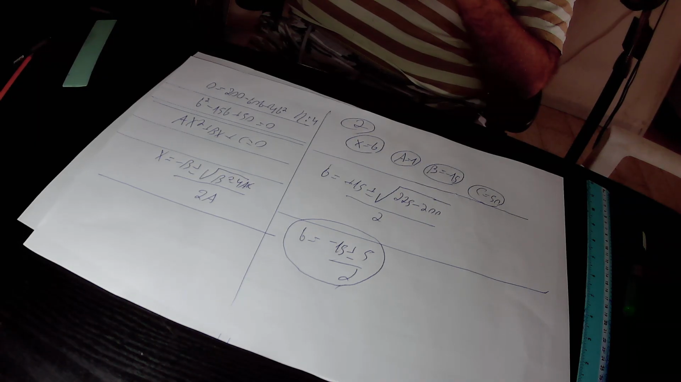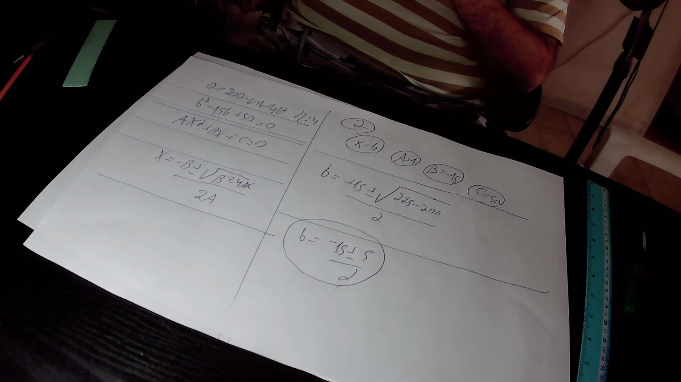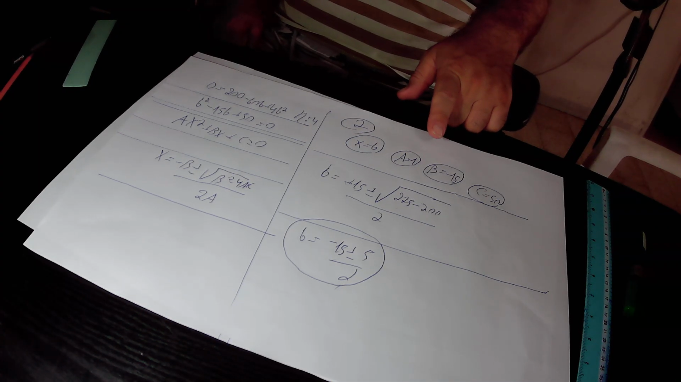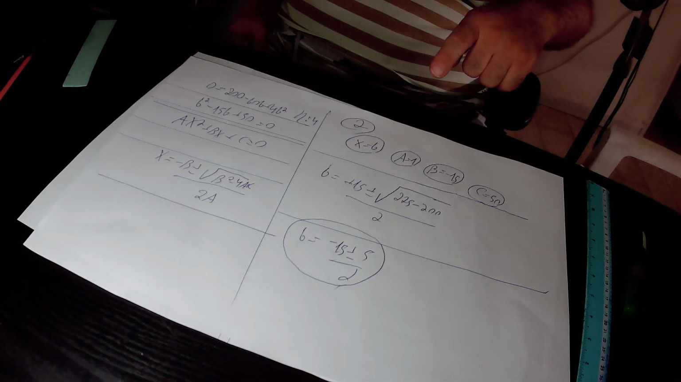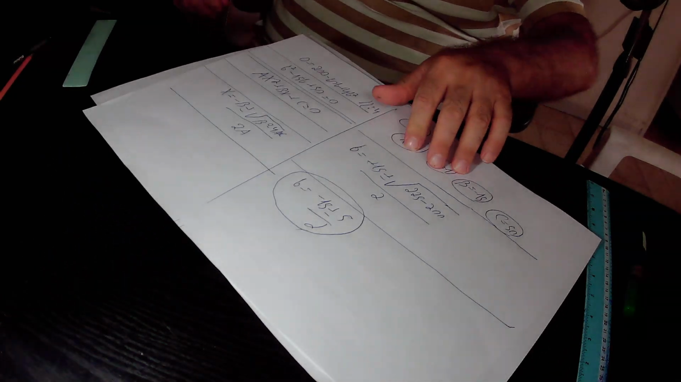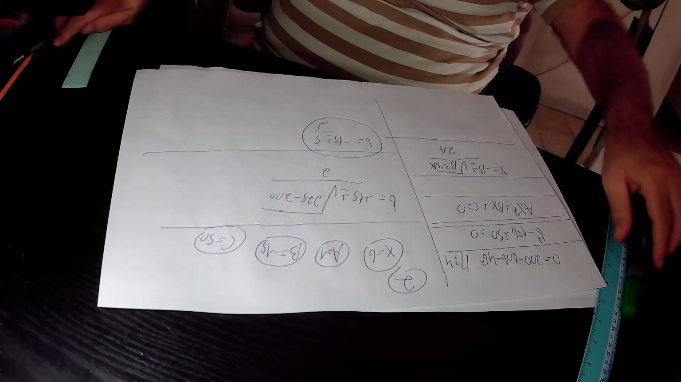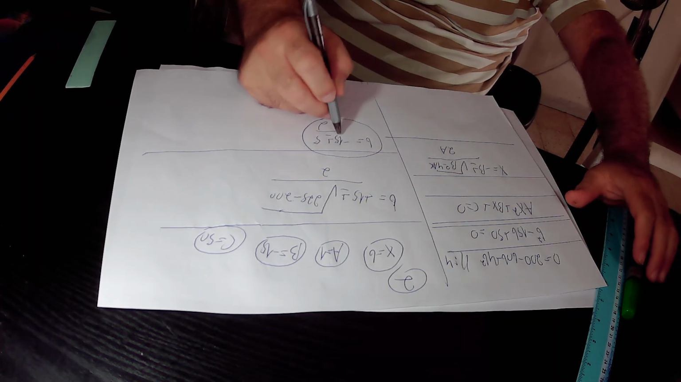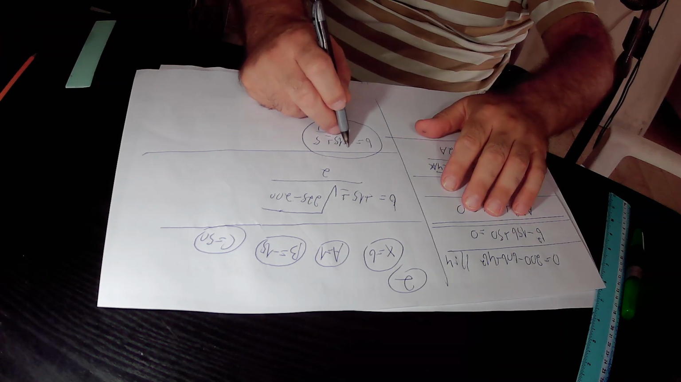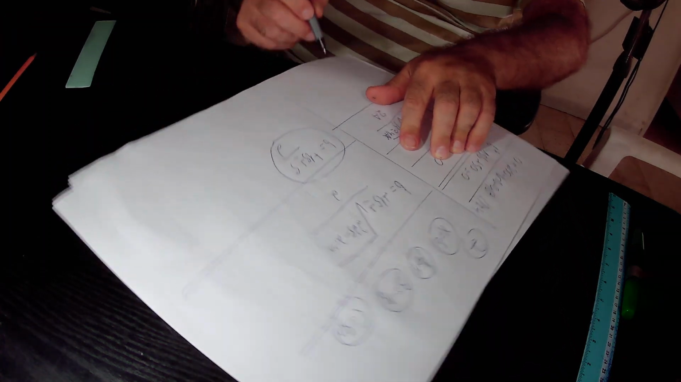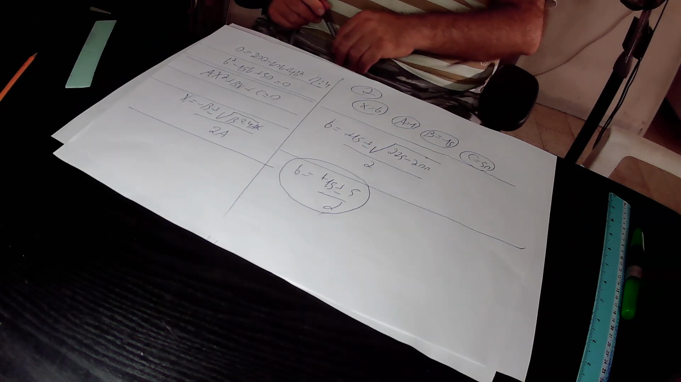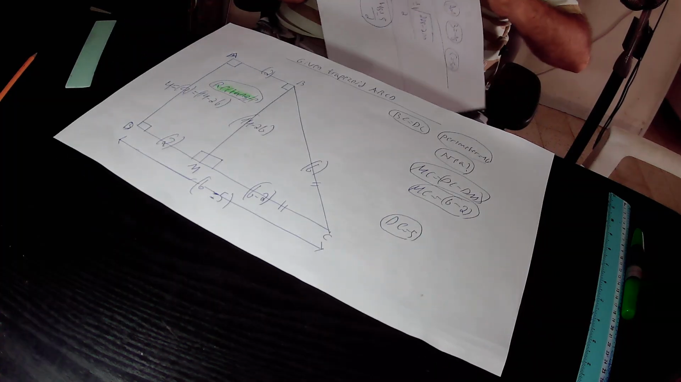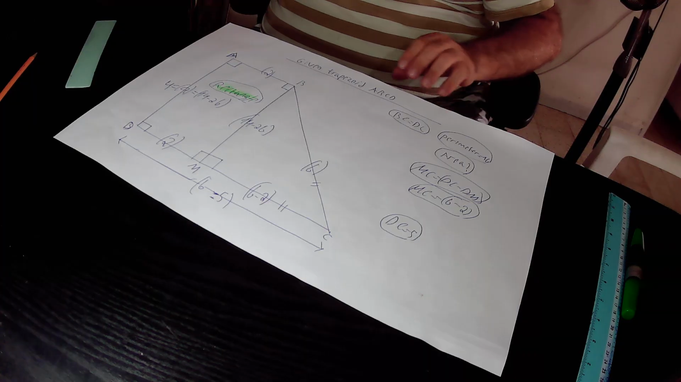So in total, we find that b equals 15 plus minus the square root of 225 minus 200, which is 25, and the square root of 25 is 5. So b equals 15 plus minus 5, over 2. So here we have two possible solutions for b. We define the first solution as B1 and the second solution as B2. According to the first solution for b, that is B1.